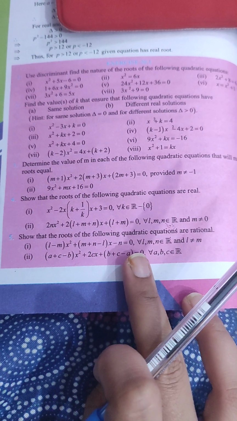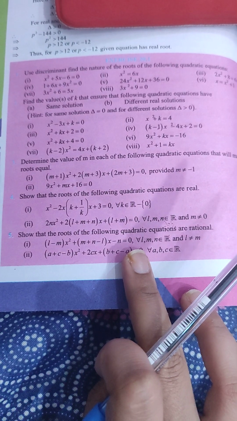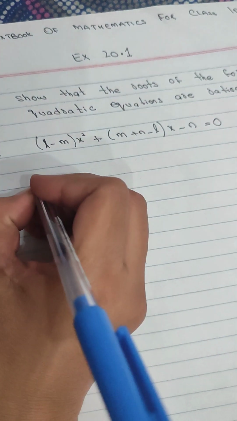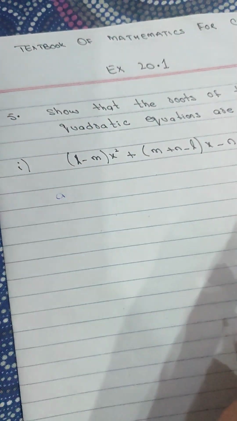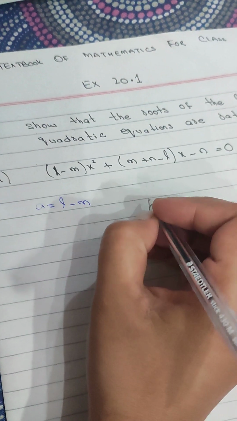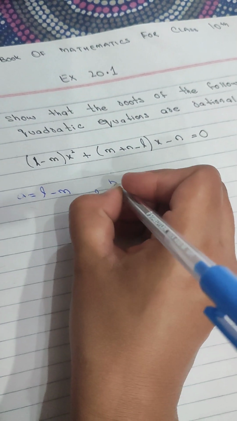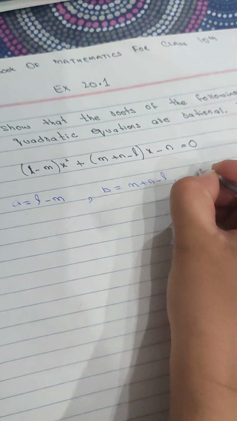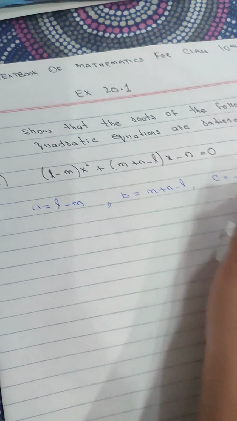So let's start question number 5 part 1. So I have already written the question. In this question you can see a is the coefficient of x square, which is L minus m. B is m plus n minus L, and C is constant, which is minus n.